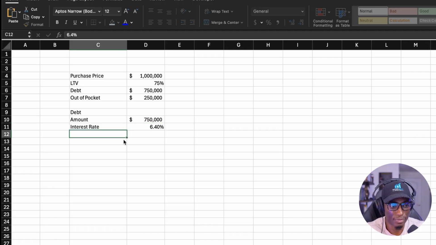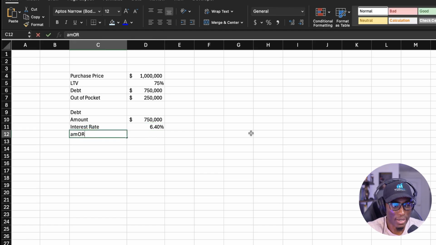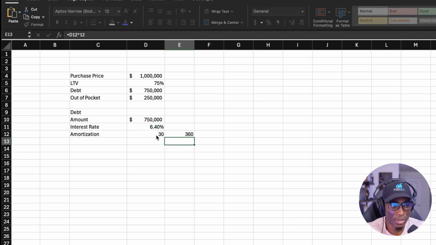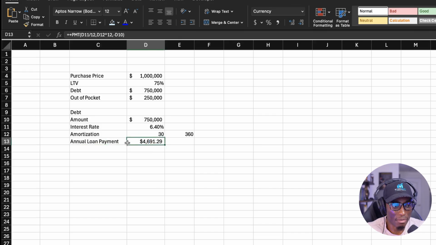Amortization period, let's say 30 years. So that's 30 times 12, 360 months. For the annual loan payment, we use the PMT formula. Our rate is 6.4% divided by 12, because that's the annual rate. Number of periods is 360, or we can do 30 years times 12, either one. And our present value is the loan amount, the negative loan amount. And this is the monthly payment.